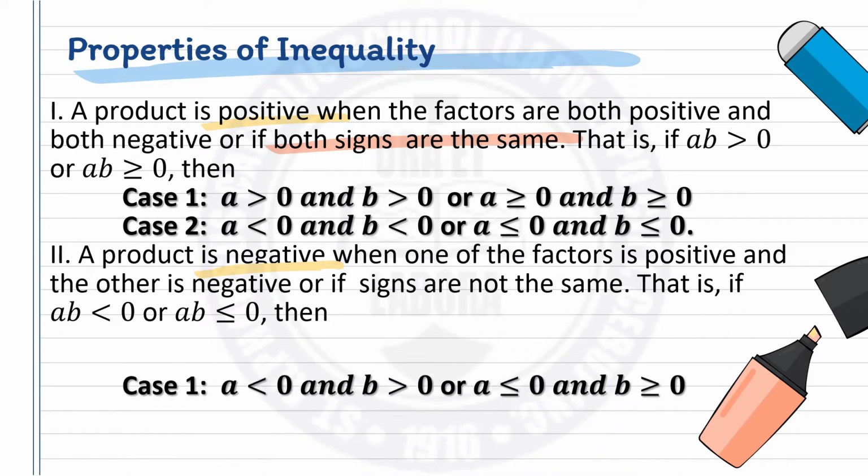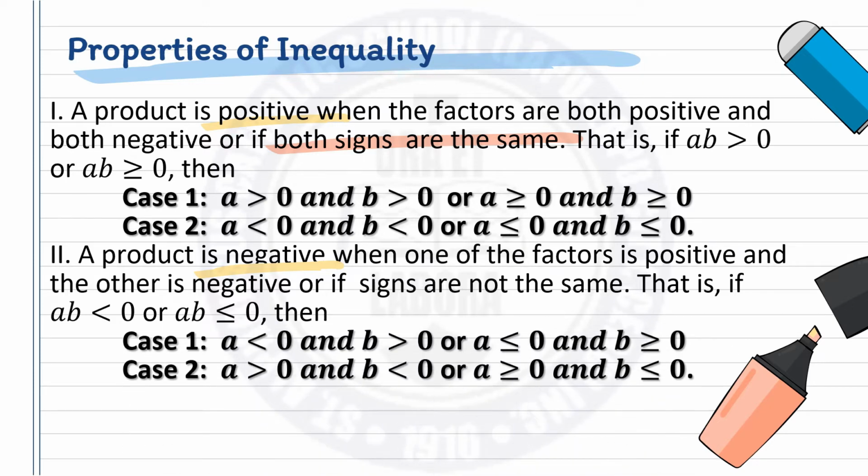For the second property of the inequality, it states that a product is said to be negative when one factor is positive and the other negative, or if the signs are not the same. That is, if AB is less than 0 or AB is less than or equal to 0, then you can have these two cases. In case 1, you will have A is less than 0 and B must be greater than 0, or A is less than or equal to 0 and B is greater than or equal to 0. For case number 2, you can say that A is greater than 0 and B is less than 0, or A is greater than or equal to 0 and B is less than or equal to 0.